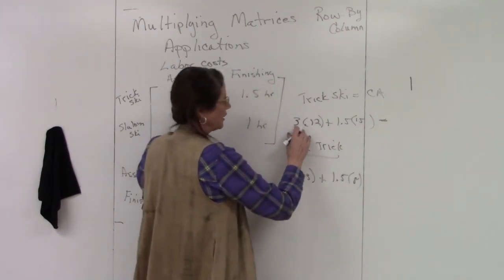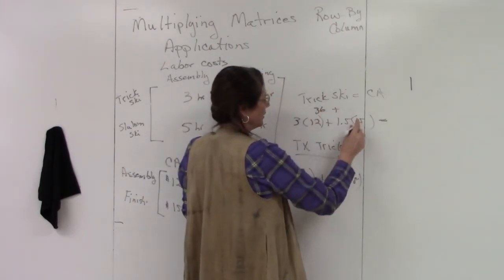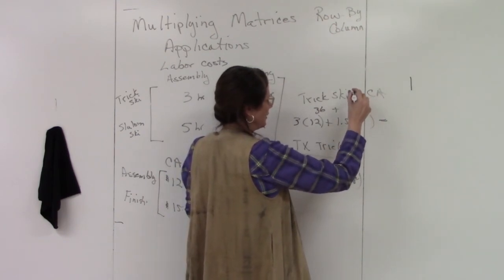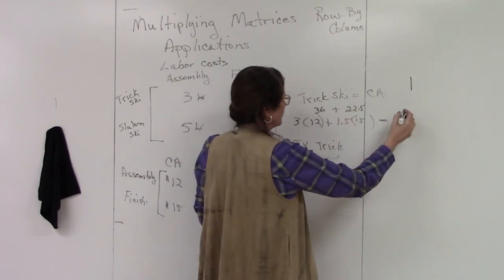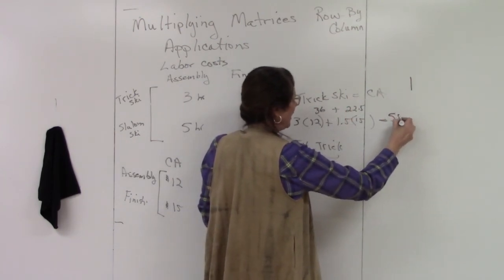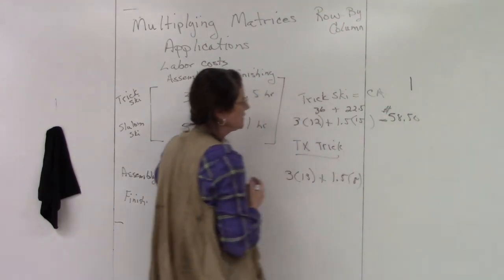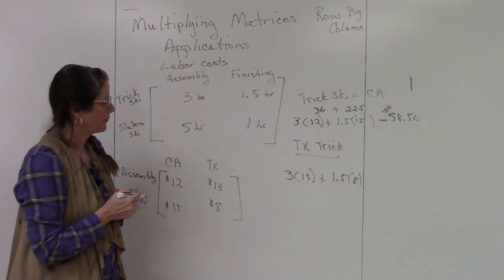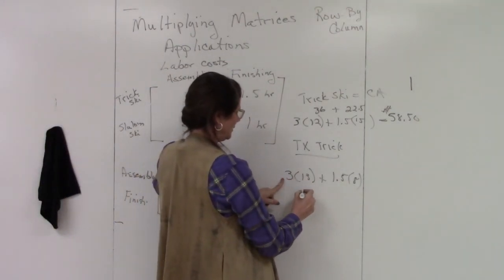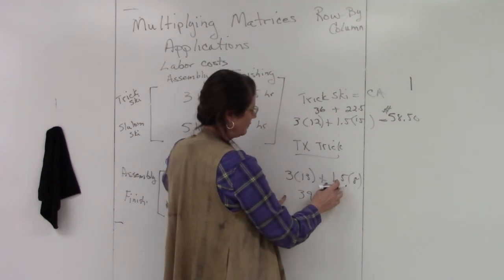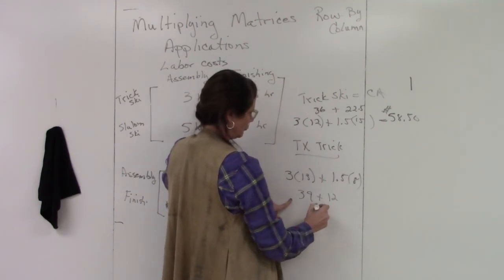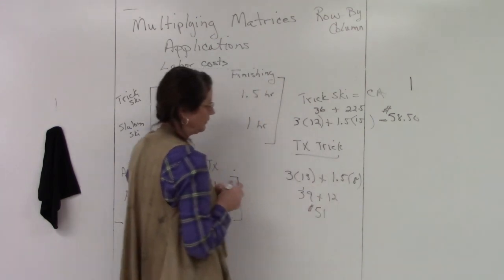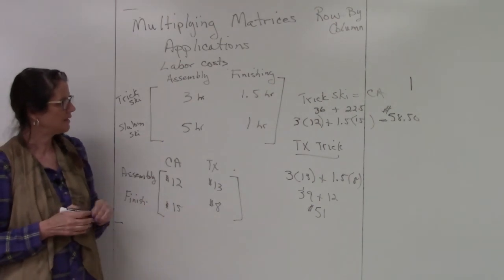So 3 times 12 is 36. 1.5 of 15 is 22.5. So it's going to cost me $58.50 to assemble and finish a trick ski in California. In Texas, 3 times 13 is 39. 1.5 of 8 is 12. So 39 plus 12 is 51. So it's going to cost me $51 to make a trick ski in Texas.